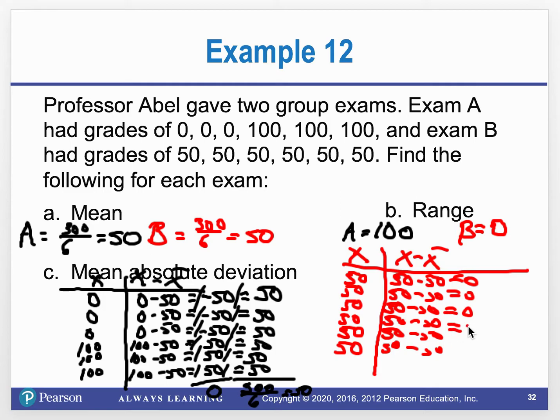Notice, once again, if I tried to add these up, I'd get 0, but that's because this one's going to be 0, right? Technically, now we would take the absolute value of all these, add them up, and divide by how many there are. So notice the mean and the range on set B happen to be the same, and the mean and the mean absolute deviation happen to be the same on A, and the mean absolute deviation and the range happen to be the same on B. That's just because these are wonky data sets. But that's the process for finding the mean absolute deviation.